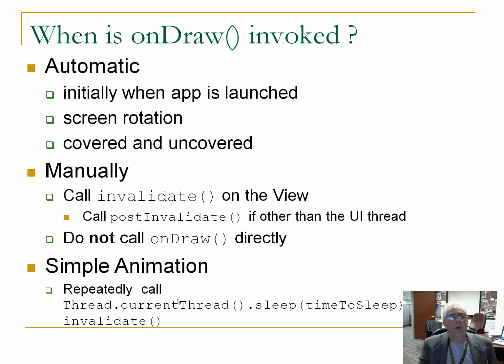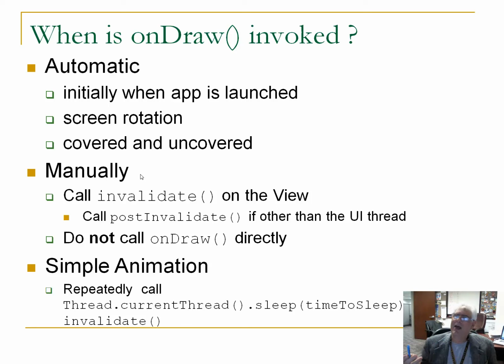We said that all the drawing takes place when onDraw is invoked. And again, as we saw in the comment in the example we looked at, it's important that you know this: onDraw is invoked both automatically, and we can also cause it to be called. But automatically, initially when the app is launched, that makes sense. Screen rotation, we need to redraw. When it's covered and uncovered, makes sense. We want to be redrawn. That's the automatic ways.